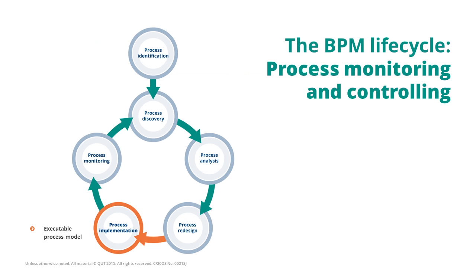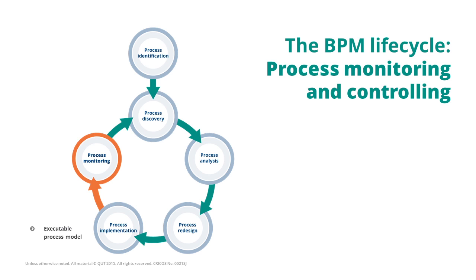The last phase in the BPM lifecycle is process monitoring and controlling. Here, we are concerned with continuously observing the performance of the process in order to understand if the changes we have made in the process have had their expected impact, and in some cases to fine-tune the business process in order to achieve the objectives that we had set during the redesign phase.